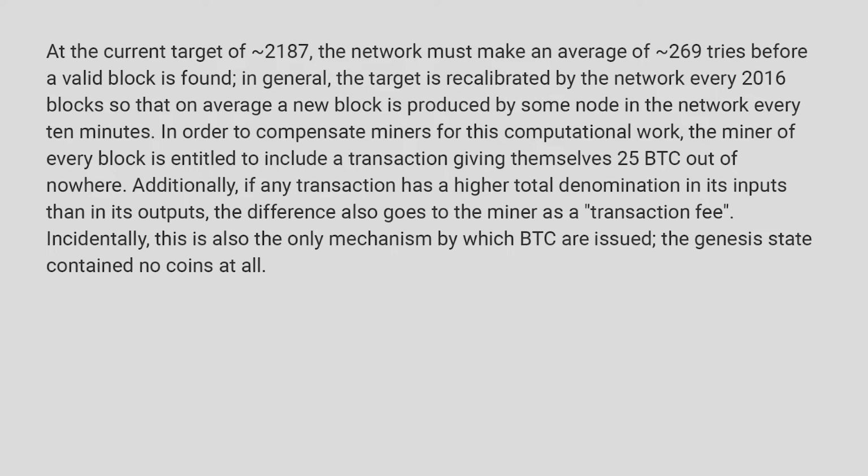In order to compensate miners for this computational work, the miner of every block is entitled to include a transaction giving themselves 25 Bitcoin out of nowhere. Additionally, if any transaction has a higher total denomination in its inputs than its outputs, the difference also goes to the miner as a transaction fee. Incidentally, this is also the only mechanism by which Bitcoins are issued. The Genesis state contained no coins at all.